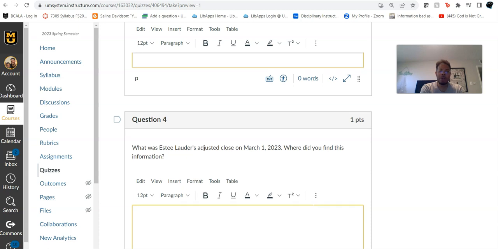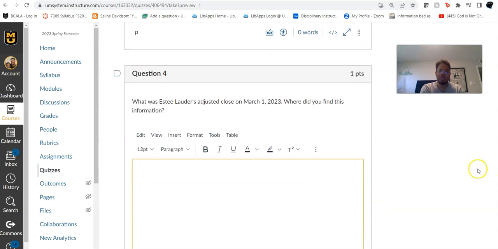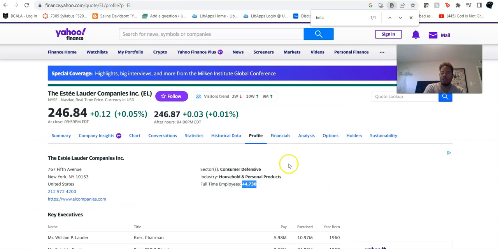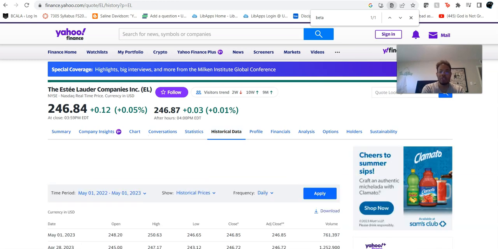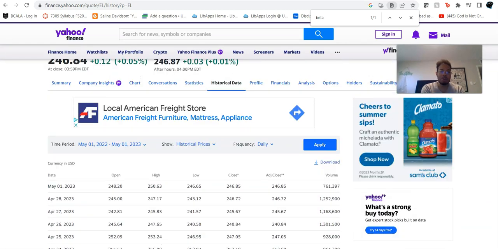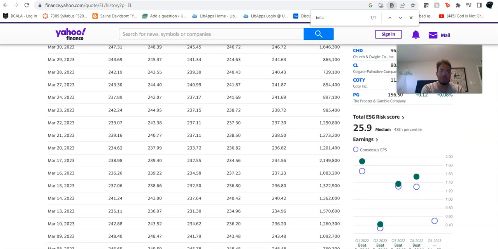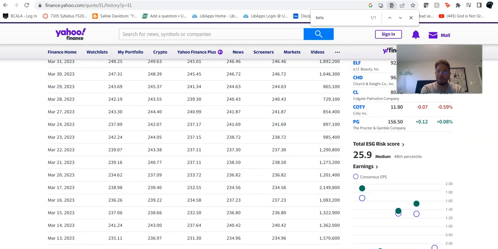What was Estee Lauder's adjusted close on March the 1st, 2023, and where did you find this information? That is historical data, because we're now in May. We were in April when you took this. If you're looking for that March figure, you just scroll down, scroll down, scroll down. And we were looking for what date again? That was going to be March the 1st.